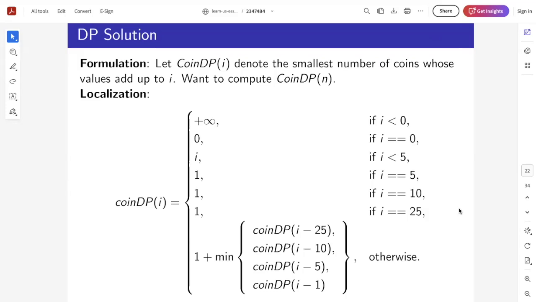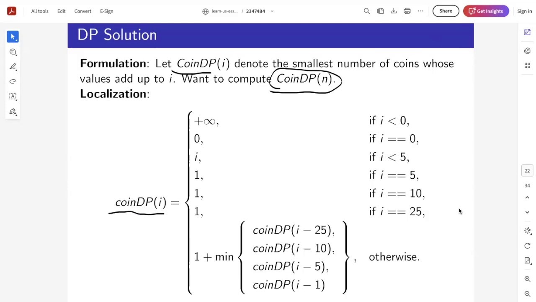So again, use the same old trick. We first formulate the problem. So we want to say this is a coin change. I use DP to indicate that I'm going to use dynamic programming. And this I is a number of cents. The smallest number of coins whose values add up to I. So then if you have n cents given, what we want to do is to compute coin DP of n.